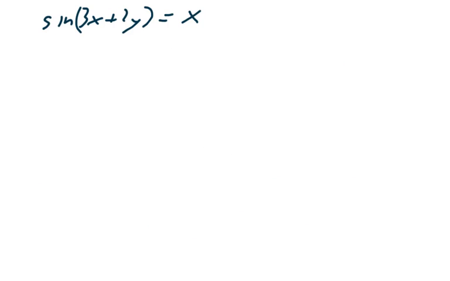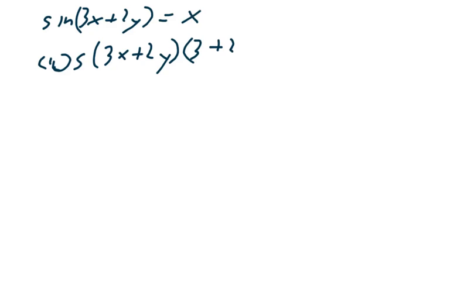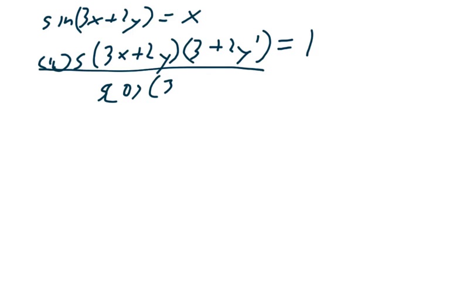Alright, for this next one, I'm going to do the cosine of 3x plus 2y times the derivative of the inside, which is 3 plus 2y prime equals 1. So I'm going to divide both sides by the cosine of 3x plus 2y.